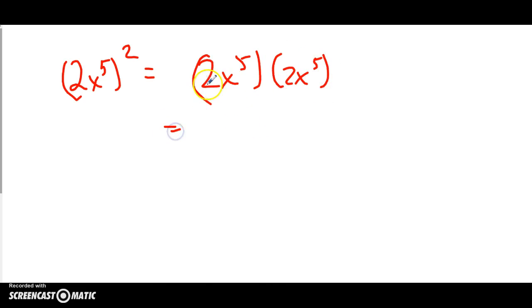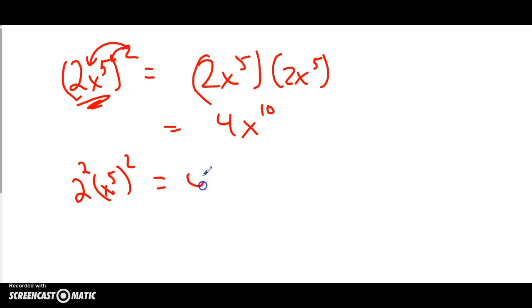And 2x to the 5 times 2x to the 5 would be 2 times 2 is 4x to the 5. Well, now I'm going to multiply these two. So x to the 5 times x to the 5. If you're multiplying, you add. So I end up with that. Now, is there another way to do this? Sure. You take this exponent 2 and you take it onto each part of the term that's in here. So if I have 2x to the 5, it's 2 squared and x to the 5 squared. Okay, and then you deal with that. 2 squared is 4. X to the 5 squared, you use the power of a power law. You multiply those two, 5 times 2, sorry, is x to the 10.